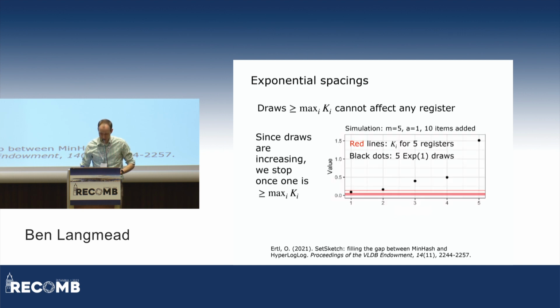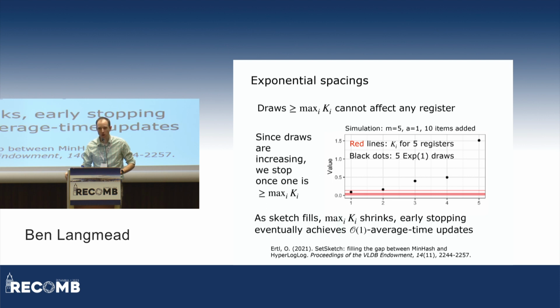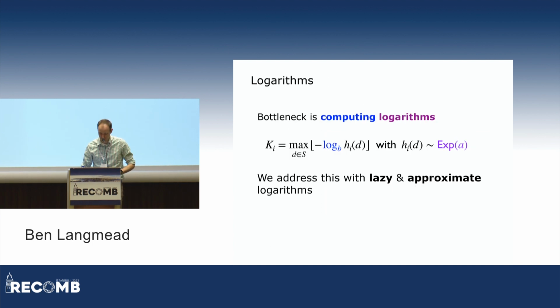So here's a little simulation to demonstrate that. This is just showing 5 increasing exponential draws, one of which is below this maximum, the one at 1. But as soon as we reach that draw at 2, we're now above the maximum register value. That means that that will have no influence on the sketch, nor will any subsequent draw. So we can stop. And so this is wonderful. It solves the main problem that we had, because as the sketch fills, this maximum among all the register values will shrink, and this early stopping eventually, rather quickly, reaches a point where we get, on average, constant time updates, despite the fact that all the input items are influencing all the registers.